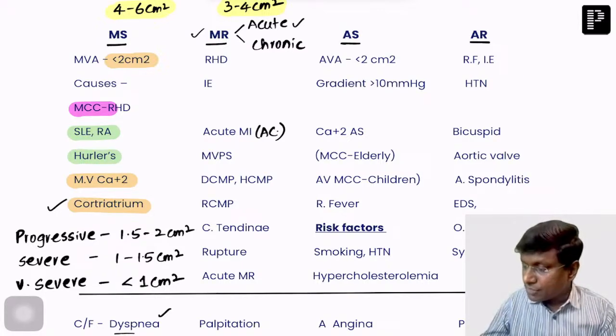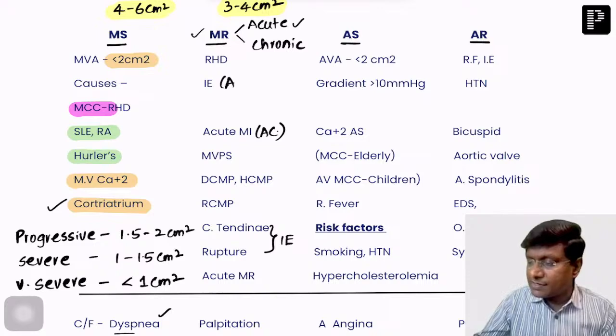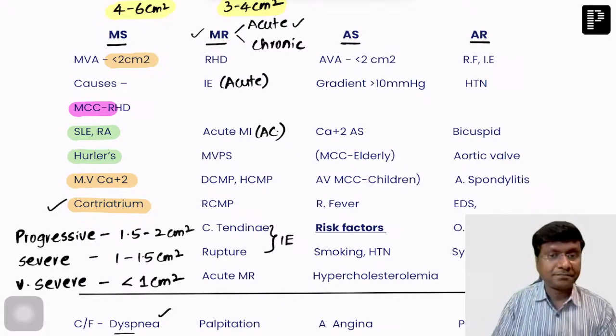Then rupture of the chordae tendineae. Where do you have rupture of chordae tendineae? In case of infective endocarditis. So infective endocarditis, this is also the cause for acute MR, right?